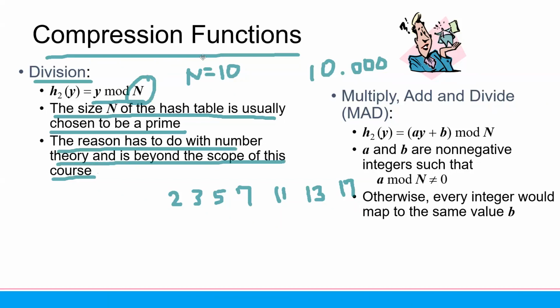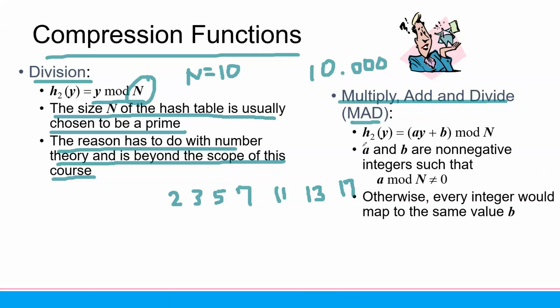We can do it with another function: multiply, add, and divide. So multiply, add, and divide, or MAD. Please don't confuse it with the other MAD. If you're learning data science, you will also have MAD. In data science, MAD is mean absolute deviation. But this is not data science. This is another function in the compression function. We call it multiply, add, and divide.